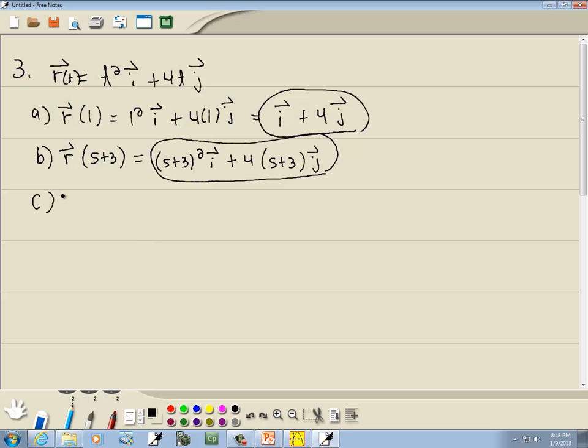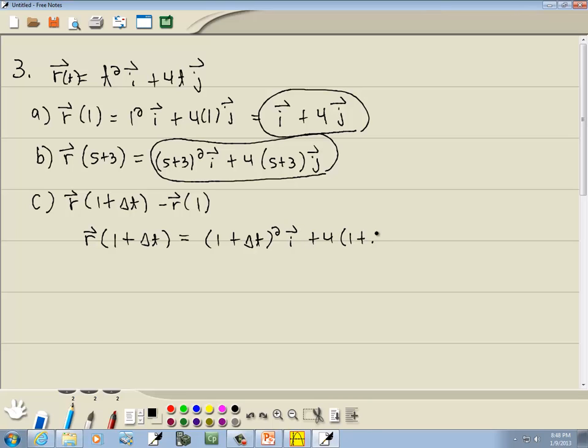And for part c, we want to find r of 1 plus delta t minus r of 1. Now let's find this in pieces. 1 plus delta t. So we're going to take our original vector valued function up here, and we're going to plug in 1 plus delta t for the t. So we've got 1 plus delta t squared i plus 4 times 1 plus delta t j.